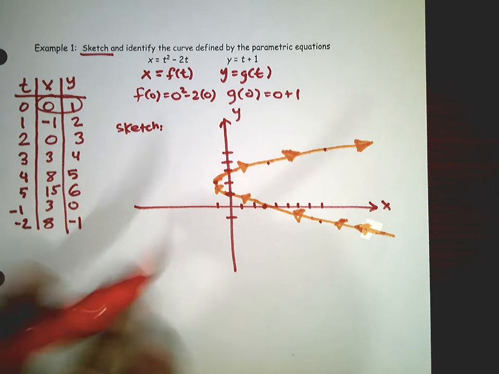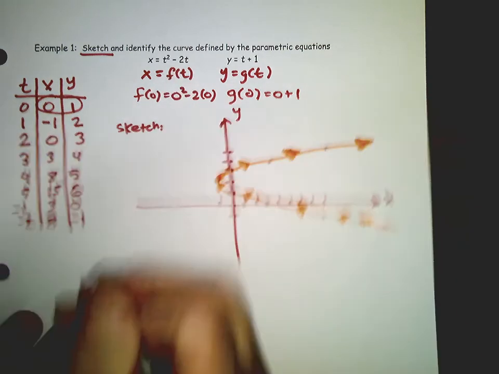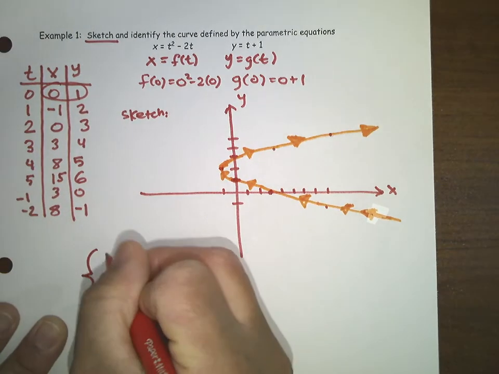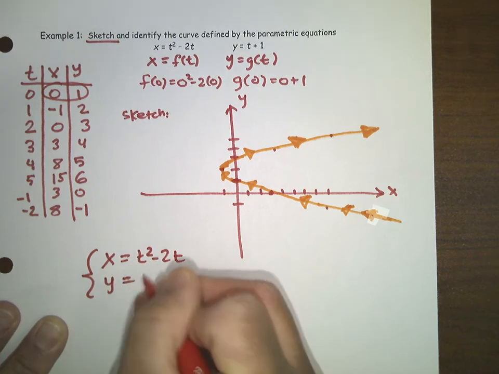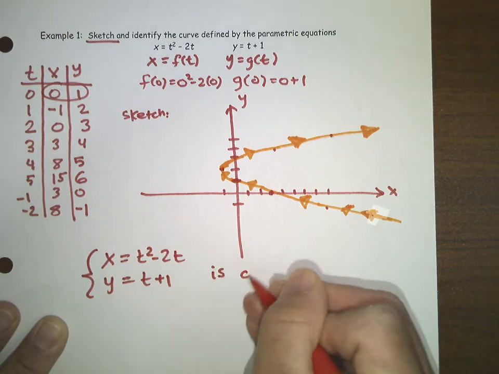Another way to write this set of parametric equations is as a system like this. x is t squared minus 2t, and y is equal to t plus 1. This is a parabola.